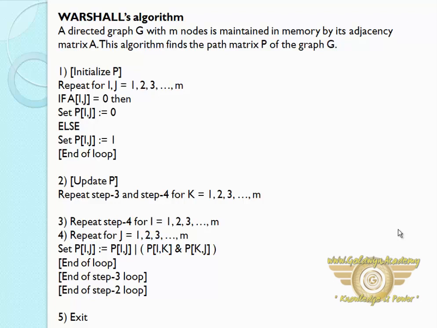Step 2. Update P. Repeat step 3 and step 4 for k equal to 1, 2, 3 up to m. Step 3. Repeat step 4 for i equal to 1, 2, 3 up to m. Step 4. Repeat for j equal to 1, 2, 3 up to m. Set P of i, j equal to P of i, j or P of i, k and P of k, j. Step 5. Exit.